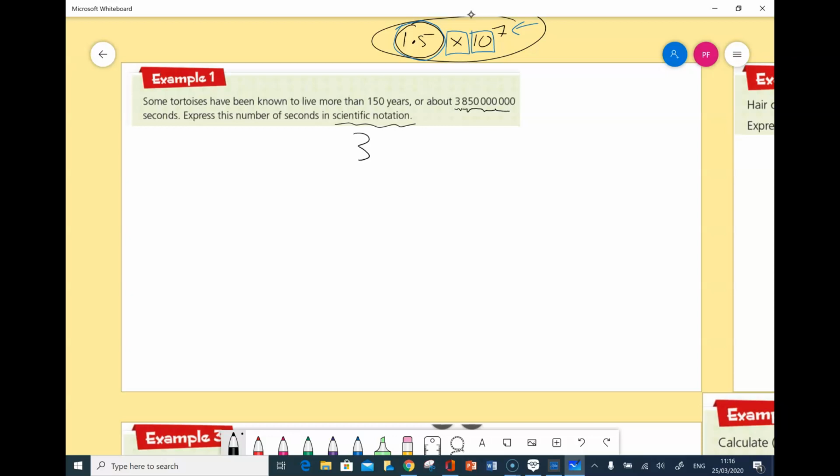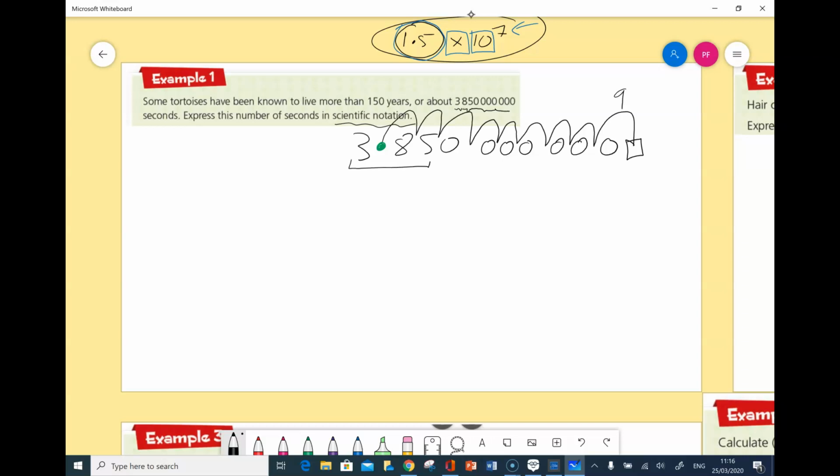So I have 3,850,000,000, and I need to turn that into scientific notation. What you do is you go to the very first number and you put a decimal place straight after it. Now, what you then do is you count how many decimal places would actually get you to the end of the number. 1, 2, 3, 4, 5, 6, 7, 8, 9. So that number jumps 9 decimal places.